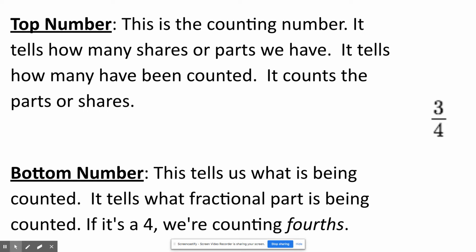We have a top number and a bottom number. The top number is counting. So that's how many pieces there are. So in the example you just saw, there were 5 pieces. The bottom number tells you what we're counting. So it tells you what part. If there's a 4 on the bottom, like there was in the example you saw, it tells you that we are counting fourths.